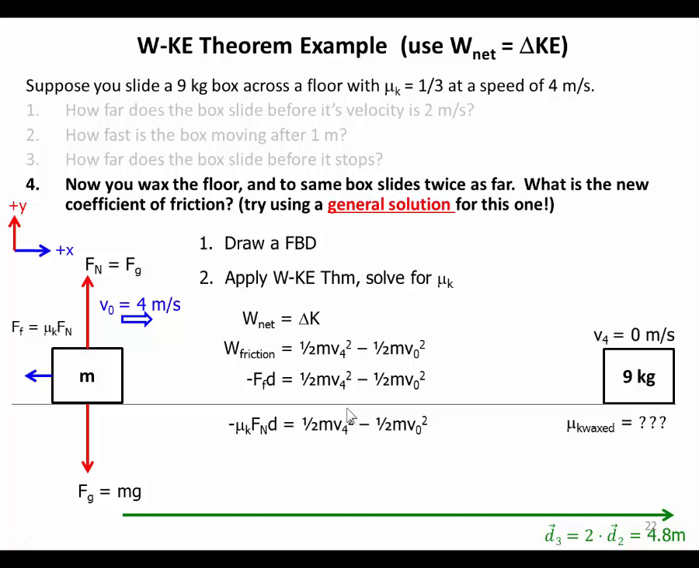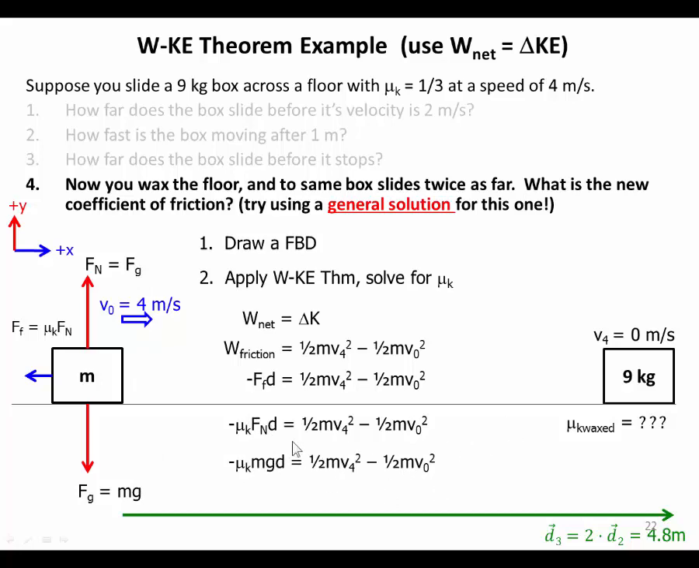Now you notice what I've done here is I've replaced force due to friction, as we've done with all of the other work with free body diagrams, with μ_k F_N, so I've made that substitution. And of course, we know that F_N is the same thing as F_g, and we know that F_g is mg. So for F_N, I can just replace F_N with mg.